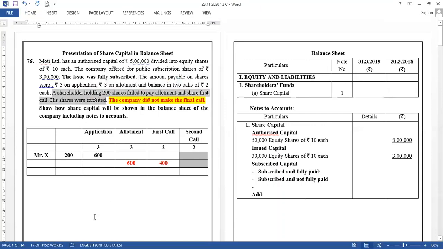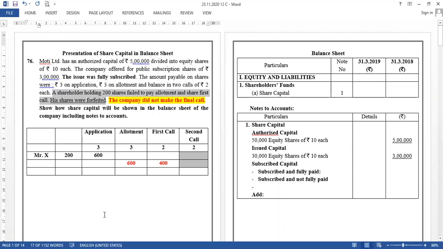A shareholder holding 200 shares failed to pay allotment and share first call. So this working has been done. His shares were forfeited. Fine. The company did not make the final call. Now this is very important statement. That's why इसको highlight करके रखा हुआ है. Show how the share capital will be shown in the balance sheet of the company, including notes to accounts. Yes. Now you please reply. कैसे करेंगे?